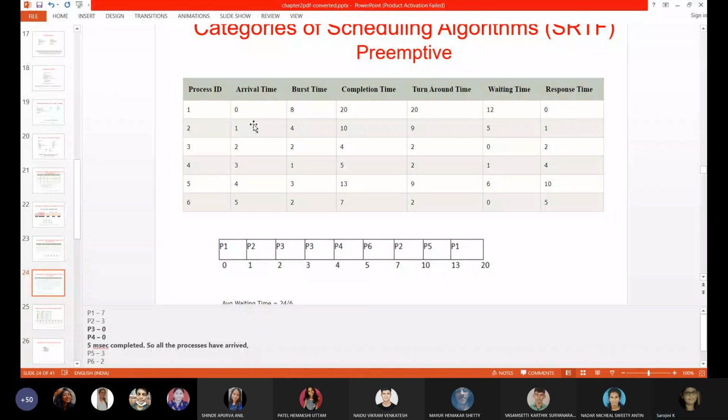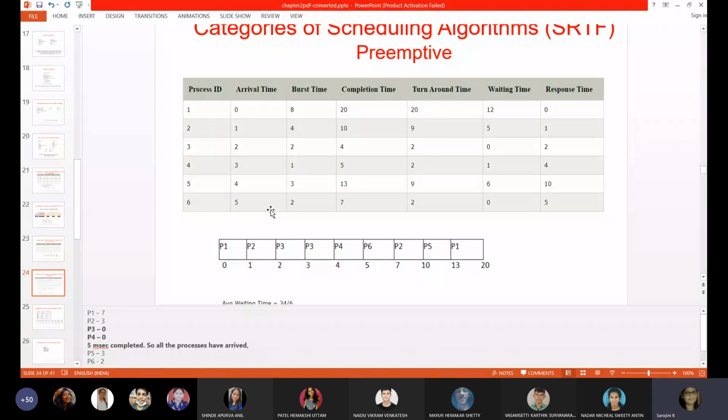Okay. So comparing process P1 and process P2, process P1 has 7 milliseconds CPU burst time, and process P2 has 4 milliseconds. Comparing these two values in 1 millisecond, process P2 should get the chance according to this algorithm. So P2 will enter. Remember, P1's CPU burst time is 7.